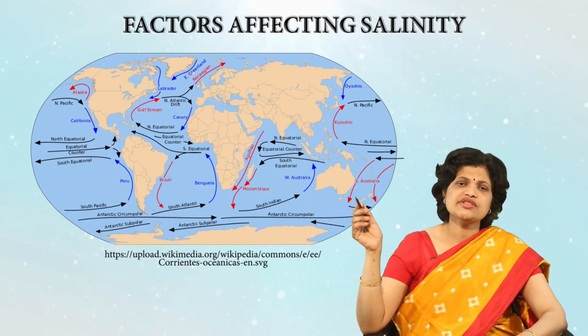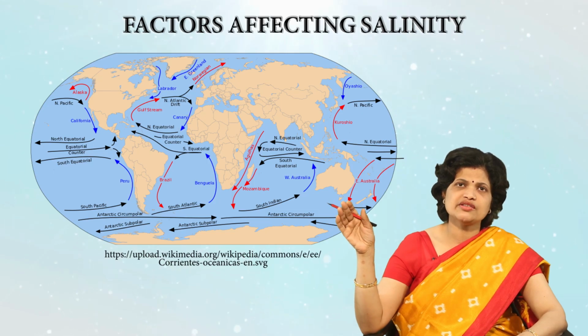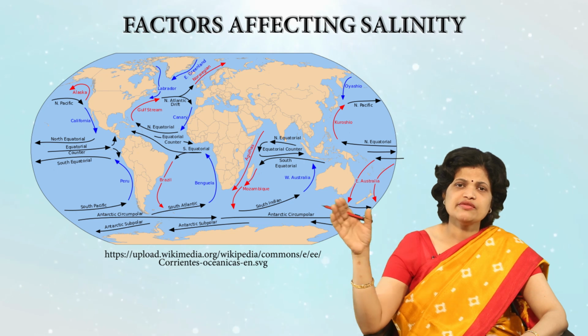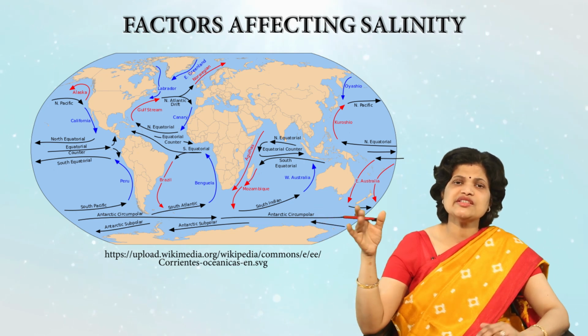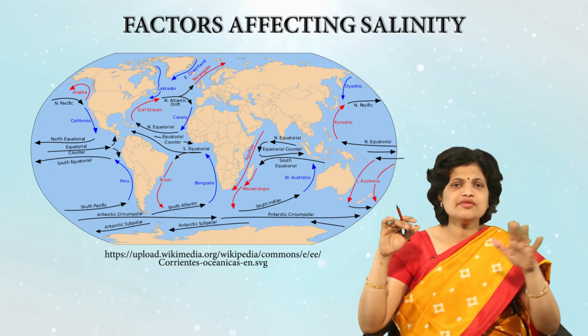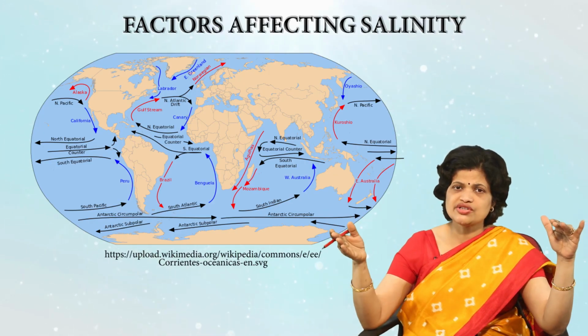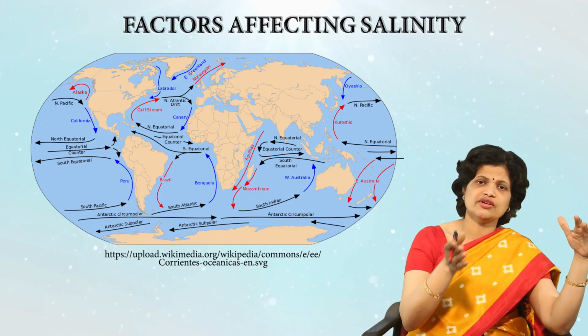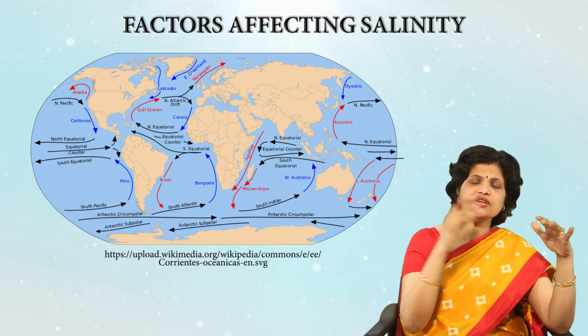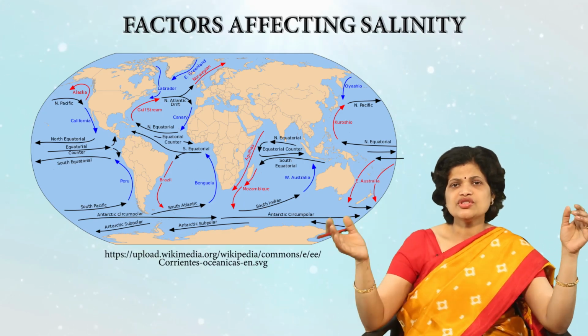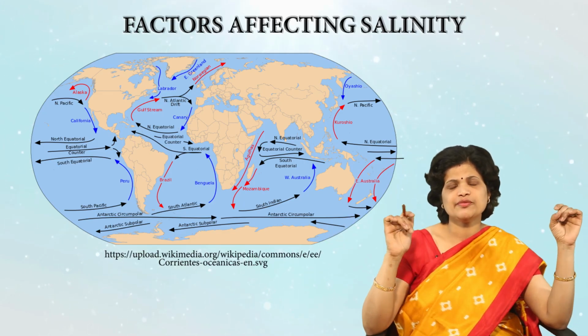Like warm ocean currents, take for example the North Equatorial Warm Current, which will increase the salinity in the western margins of the oceans and decrease the salinity in the eastern margin, because the current is moving from the eastern part to the western part of the ocean. So, salinity is also affected that way.